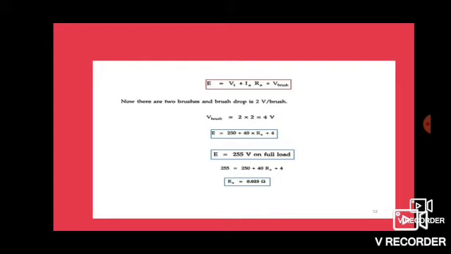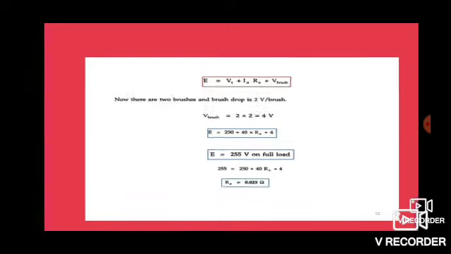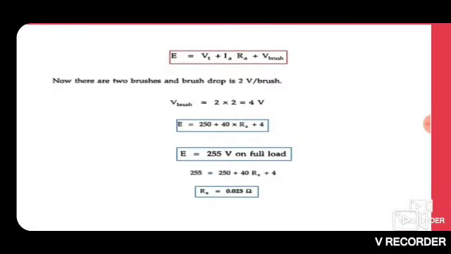Then apply the formula for Eg. Eg is already given in the problem, that is 255 volt. Then apply the formula, E equal to 255 equal to 250 plus 40 into Ra plus 4, from which we can find out the value of Ra. The value of Ra is 0.025 ohm.